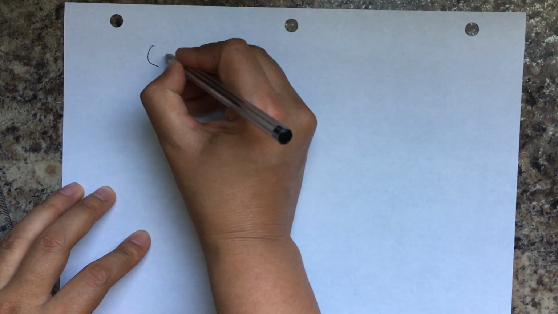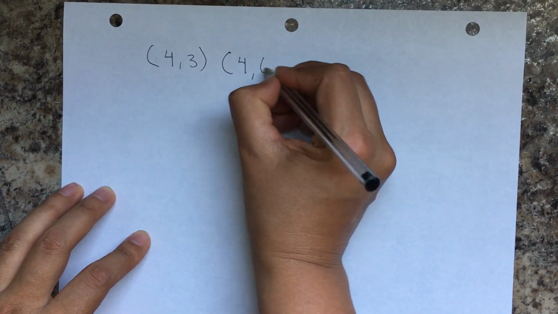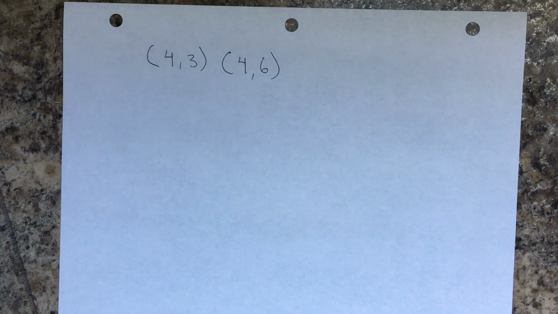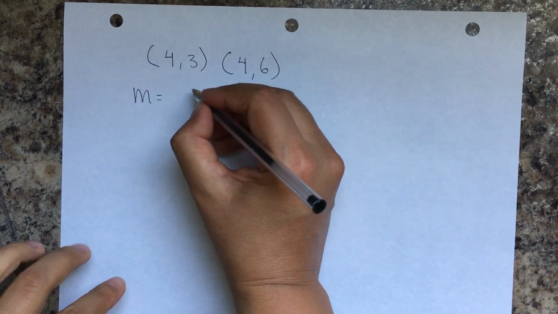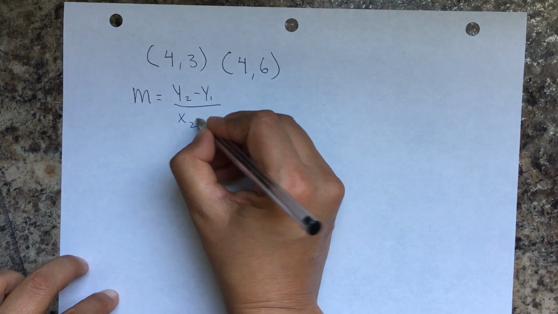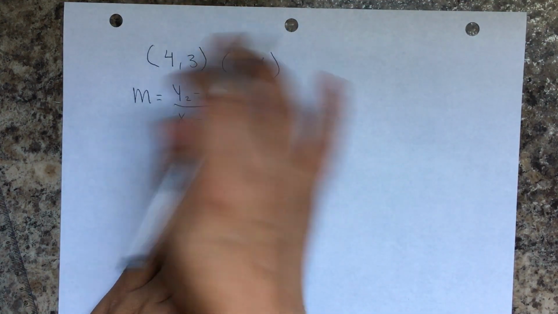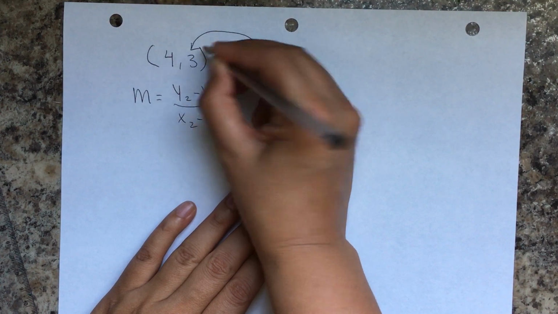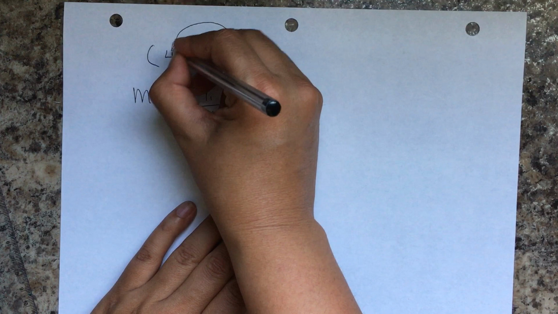Okay, the next number I can find, let me see. Okay, so the next one is (4, 3) and (4, 6). So the formula again is y2 minus y1 over x2 minus x1. Again, if you don't want to do the labels, it's just start here, subtract that. And then the next one, 4 minus 4.